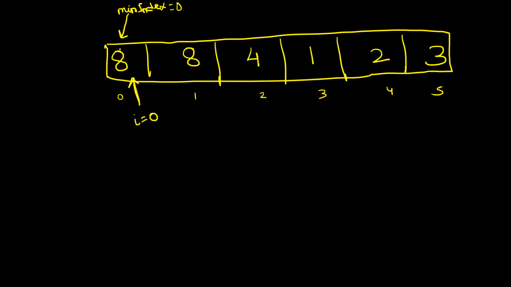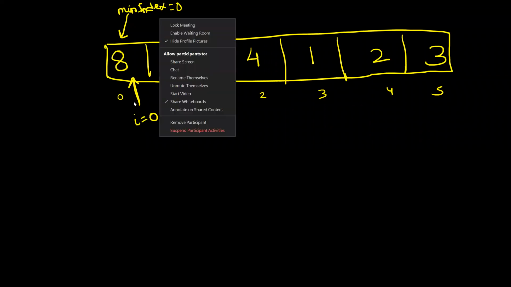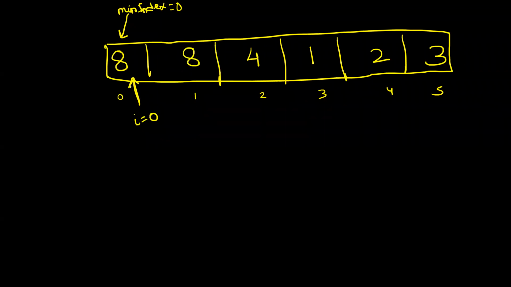But can I conclude that this is the minimum element? No. I have to iterate over the entire array before I can conclude that this 8 is the minimum element. So I start iterating through the array. I start a pointer j from i plus 1. Now you will ask me, why don't I start j from i? Because I have already taken into account that this might be the minimum element. Min index is pointing here. Try to understand.